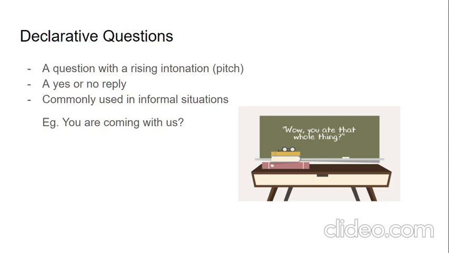Look at the one in the picture. Wow, you ate that whole thing? So again, that's a yes or a no, where you raise your pitch by using the rising intonation. This is very commonly used by all of us. But remember, this declarative question is used only or mostly in informal situations.